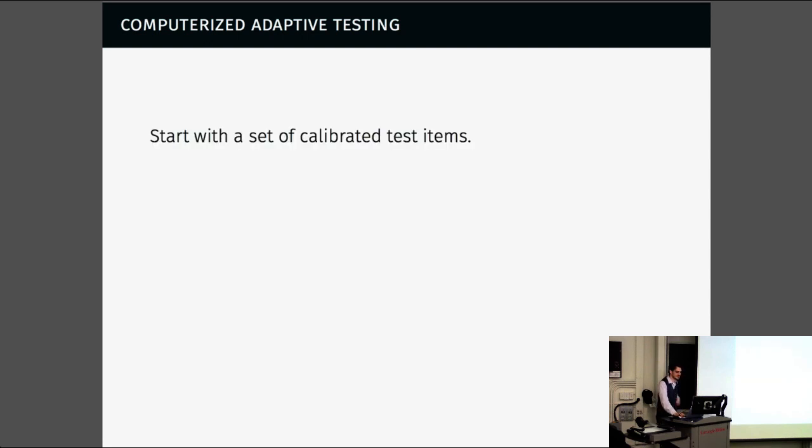So the idea behind this is we start with a calibrated set of test items. What I mean by calibrated is we've measured the parameters of those test items. So how might we do that? Any ideas? How can we measure the difficulty and the discrimination parameter on some test items? We just administer the test to a bunch of students, and we use the IRT model to measure those parameters. So these might be students in a pilot study, right?